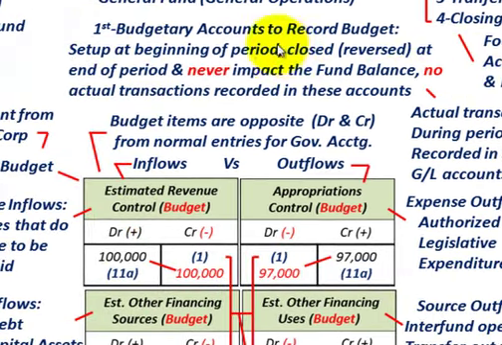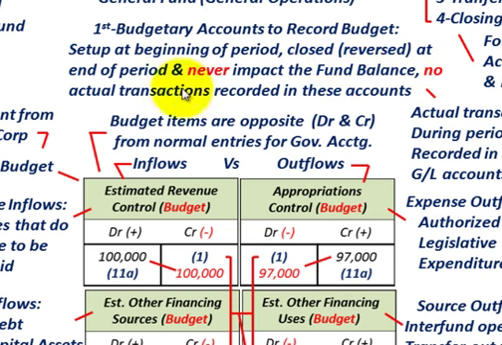Okay, so let's look at this. First, we'll start with the budgetary accounts to record the budget. This is where you're going to set it up at the beginning of the period, and it's closed or reversed at the end of the period. And there's never any impact on the fund balance. When we're talking about the fund balance, if you compare it to a for-profit corporation, that would be like its retained earnings.